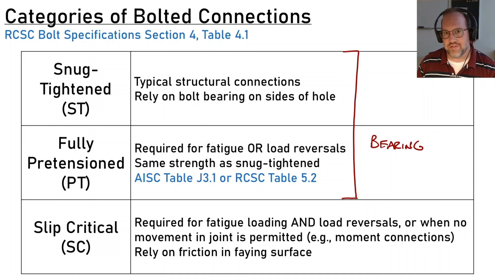The slip critical case is going to be a little bit unique because load is transferred through friction on the faying surface. So therefore, our limit states are not the same as the bearing connections. So we're going to do the bearing first, and then we're going to look at the slip critical after that.